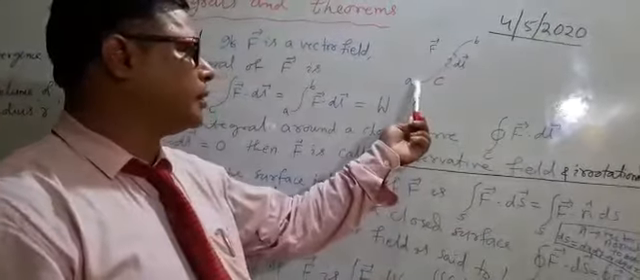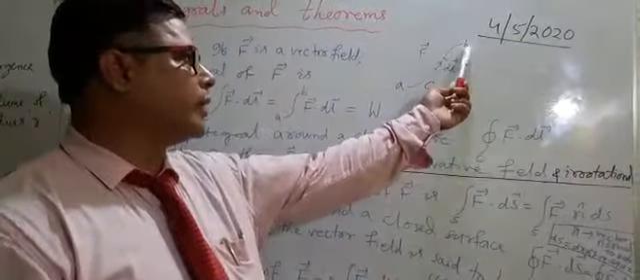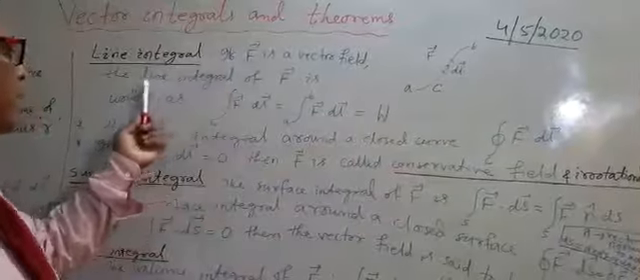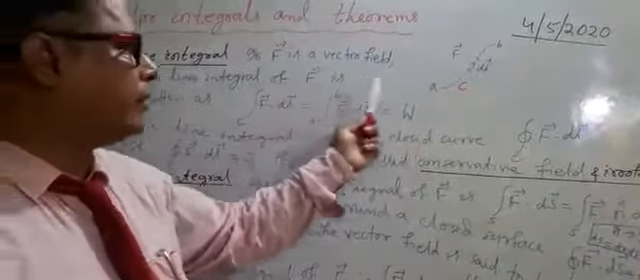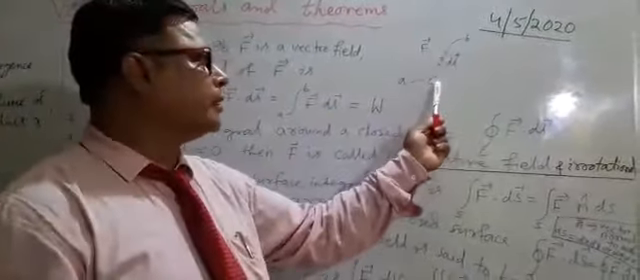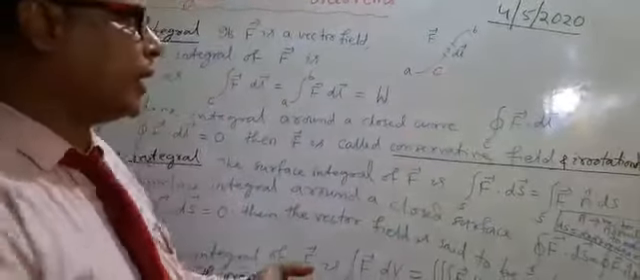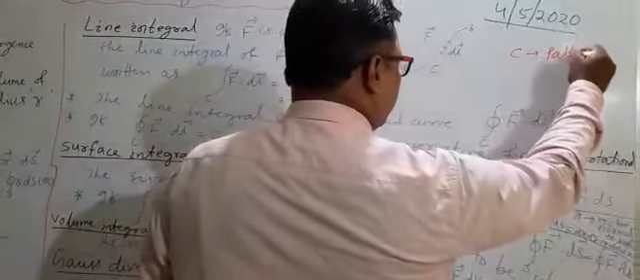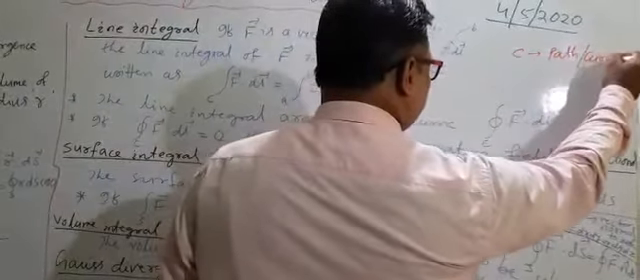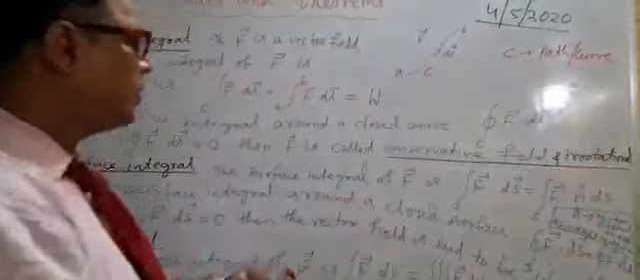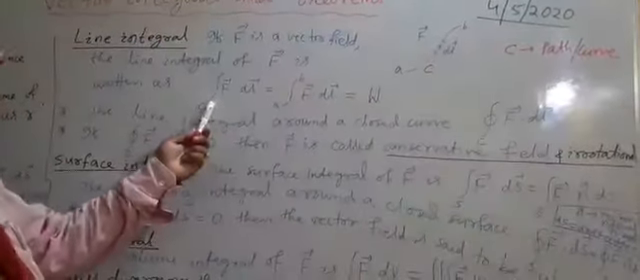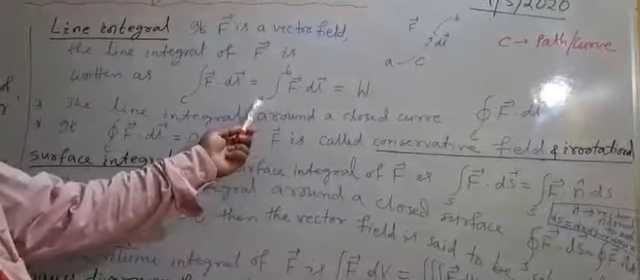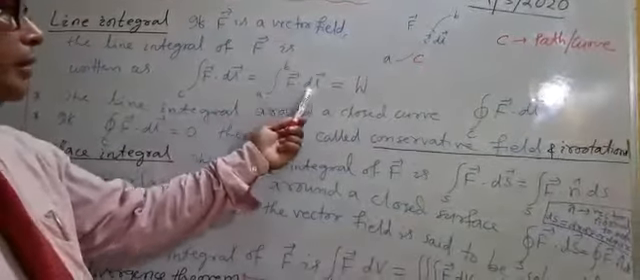The initial point is A, the final point is B, and you have to find the line integral of f along this path C. C is the path, or you can say curve. So the line integral is f dot dl, with lower limit A and upper limit B.